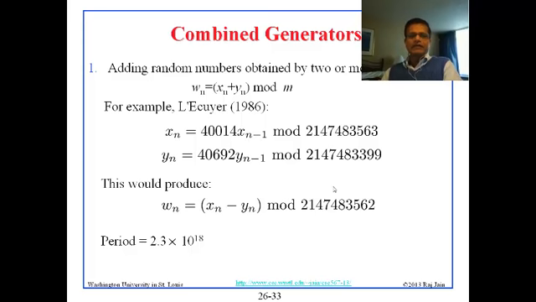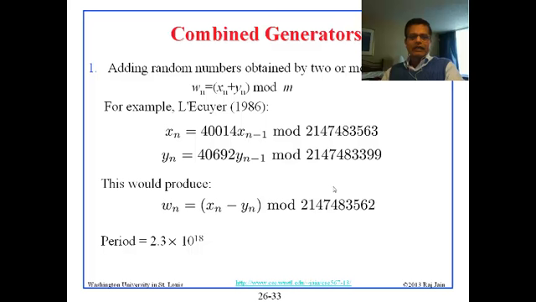None? So in that case, basically we go on to combined generators. With combined generators, what we do is we take two or more good generators and then combine them. One way to combine them is simply to add them. For example, you could take xn from one generator and yn from a second generator, add them and take mod with something to get a third generator, which would be different.